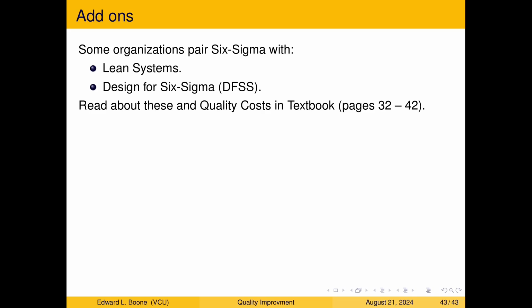I'm going to have you read about quality costs in the textbook. These are on pages 32 to 42. There's a bunch of stuff in there. I think you can read about it pretty easily. I'm going to focus on the items that are more direct with what we're going to keep doing throughout the semester.